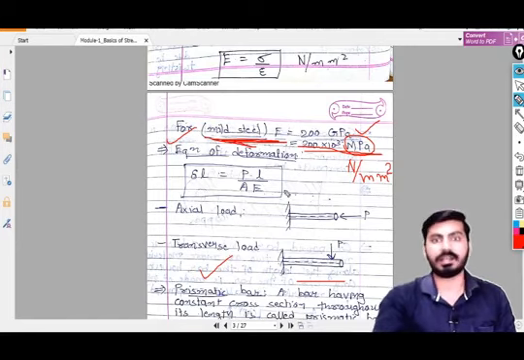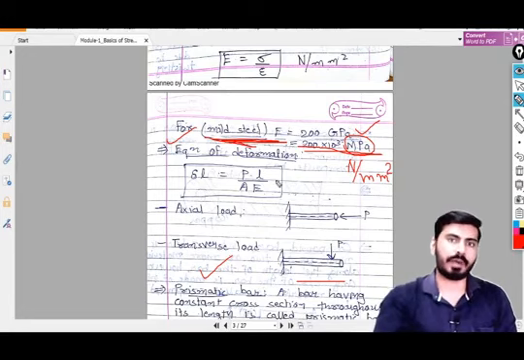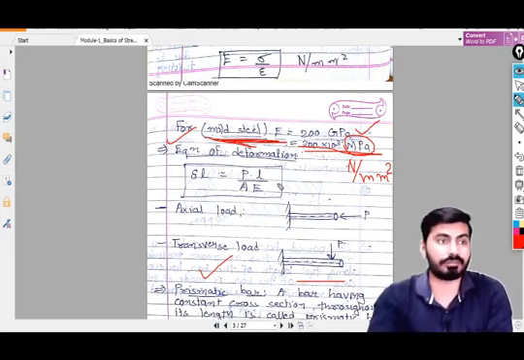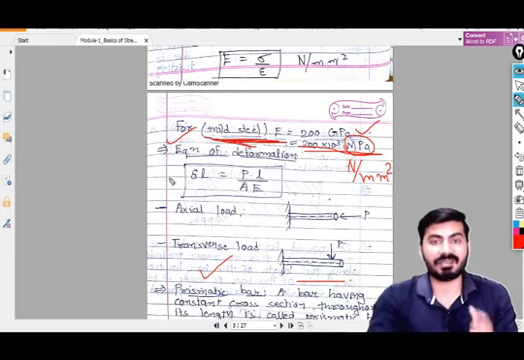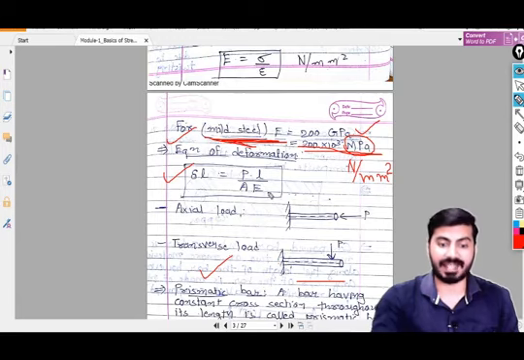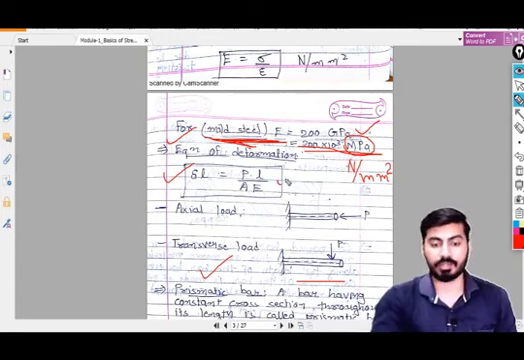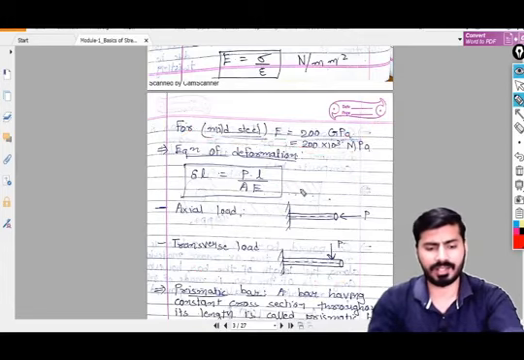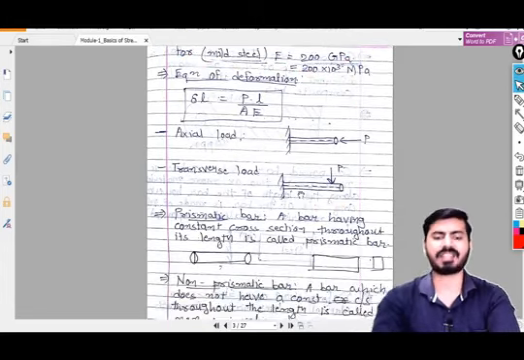Now the next thing is the equation of the deformation. In your examples, they will frequently ask you to calculate the value of deformation, calculate the value of elongation, calculate the value of the change in length. Each and every term is represented by delta L. So delta L equals PL upon AE, that is the equation of the deformation. So PL upon AE is the equation using which you will be able to calculate the deformation value as well as the elongation value.